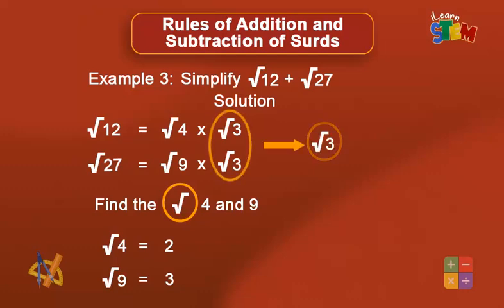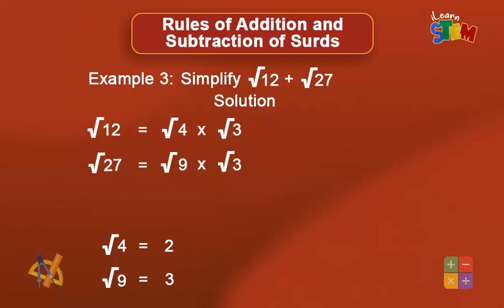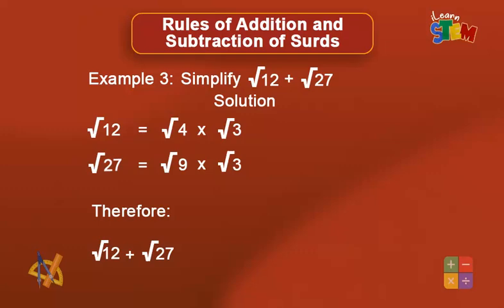Collecting like surds, which is root 3, we add together 2 and 3, which will give us 5. Therefore, root 12 plus root 27 is equal to 5 root 3.